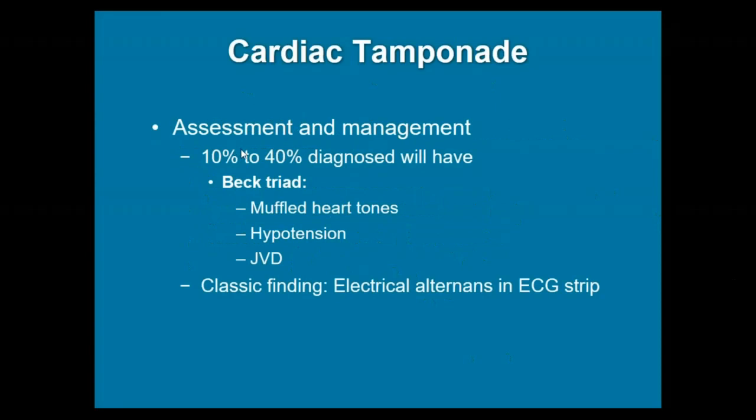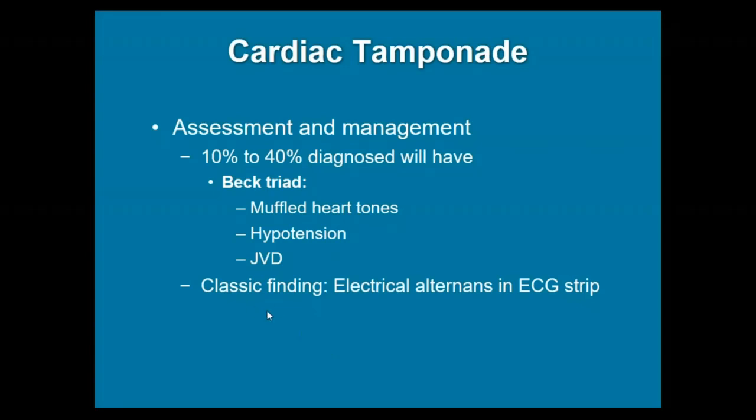Only 10 to 40%. In EMT class, we taught you about Beck's triad, and if your patient had cardiac tamponade, you would find Beck's triad. We lied to you. Only 10 to 40% of the time will a patient present with Beck's triad. What is Beck's triad? Muffled heart tones, hypotension, jugular venous distension. You can have cardiac tamponade without having all three. Beck's triad is all three.